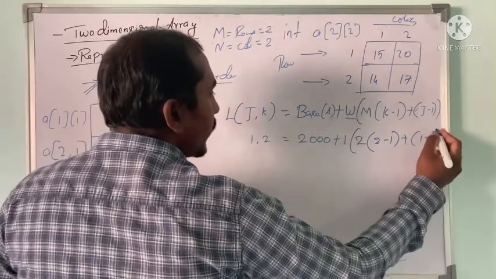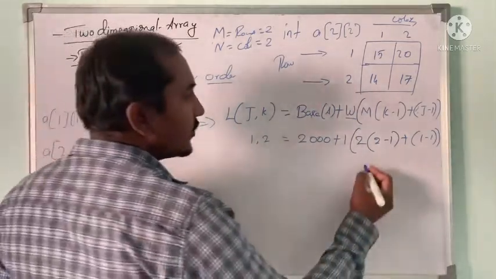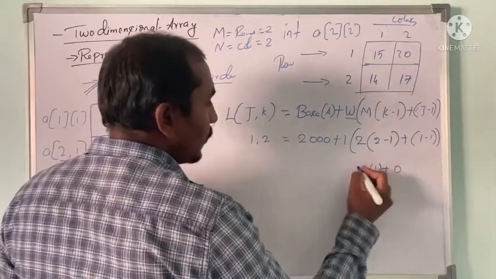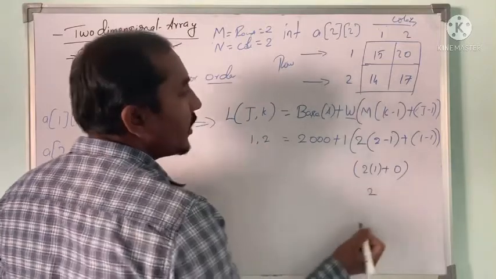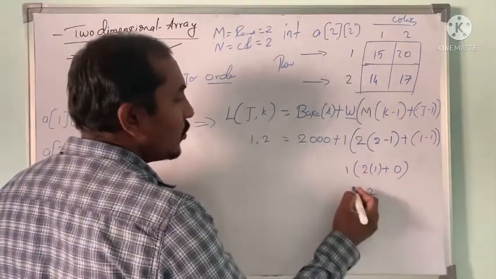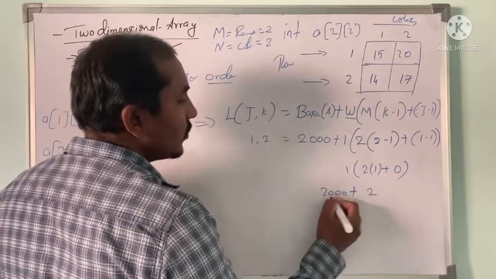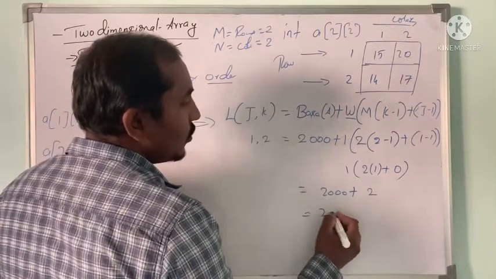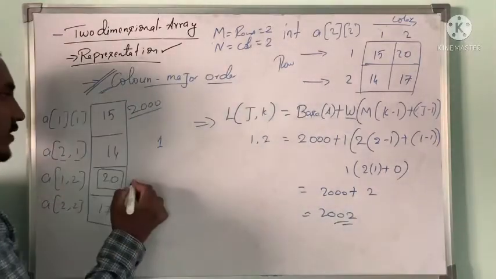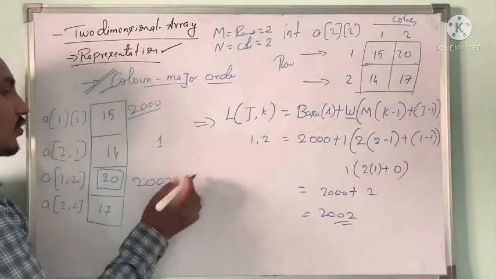So 1 minus 1. If I calculate this, I will get 2 into 1 plus 0. So that is nothing but 2. So that is 2 into 1, again I am going to get 2, plus 2000, which is nothing but 2002. So this will be the address of this element. So I am going to get the address as 2002.